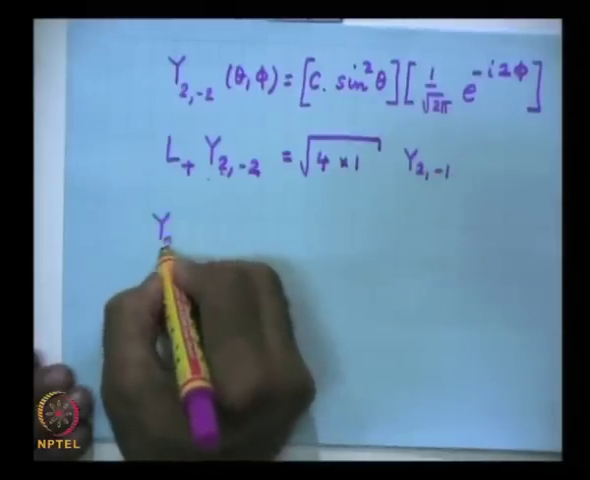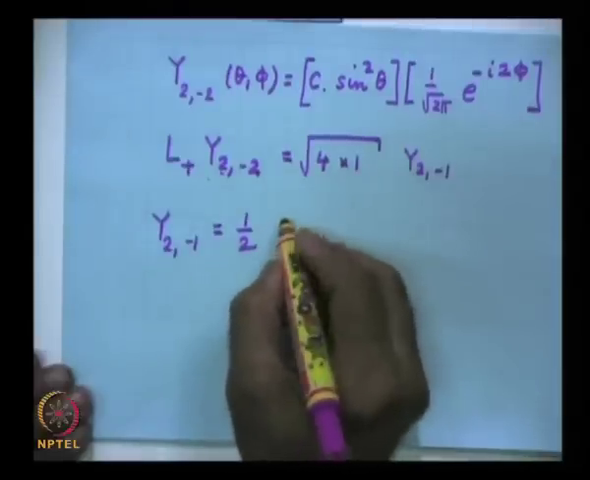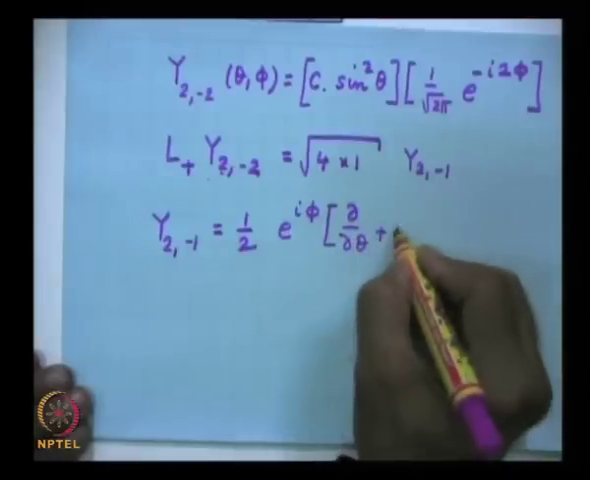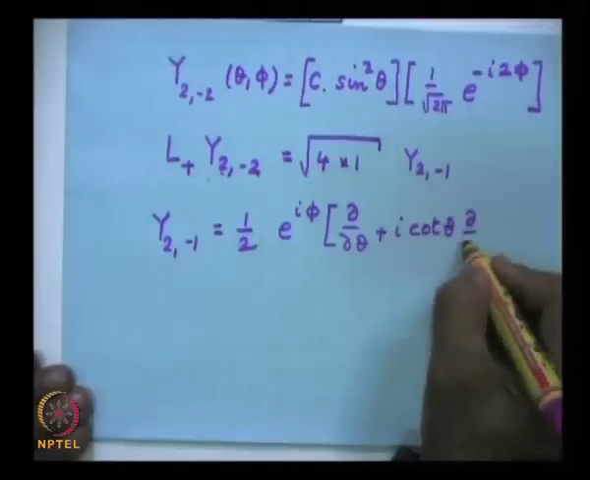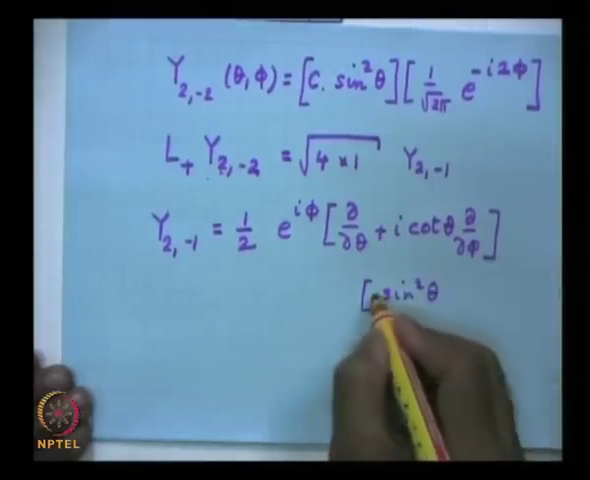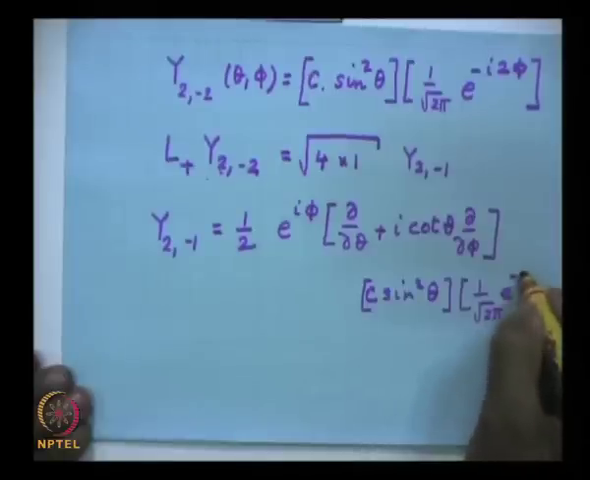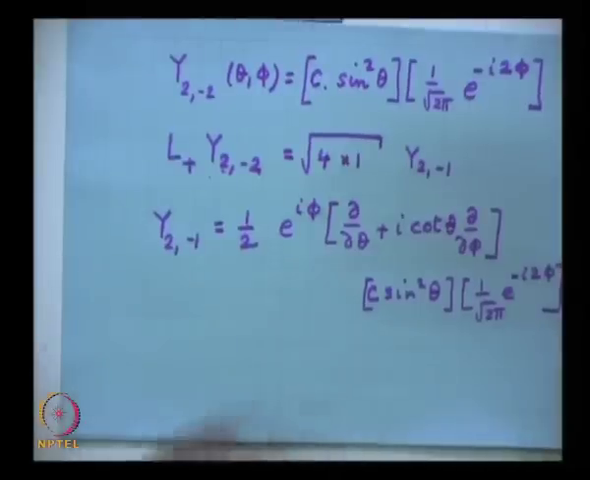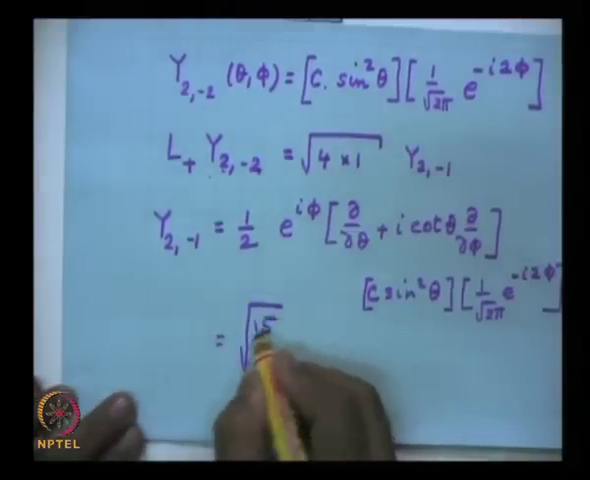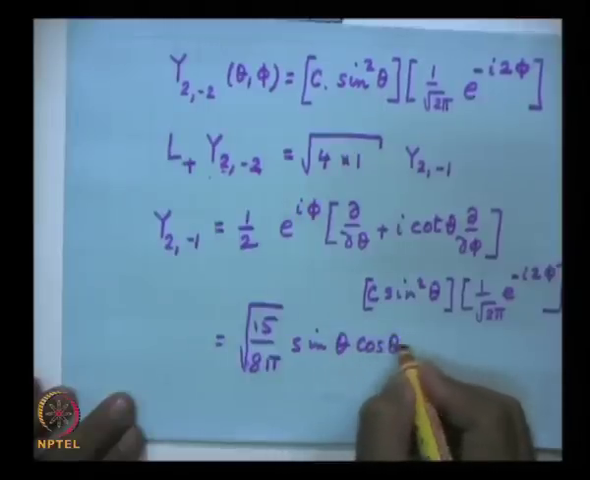So, Y 2 minus 1 will be equal to 1 over 2, square root of 4, times L plus. L plus is e to the power of i phi, del by del theta plus i times cot theta del by del phi, and then the whole thing acts on sin squared theta times a constant, which you have to find out, into 1 over root 2 pi e to the power of minus i 2 phi, and so on. So just differentiate this, and the expression for Y 2 minus 1 comes out to be, let me write down the answer, square root of 15 by 8 pi sin theta cos theta e to the power of minus i phi.